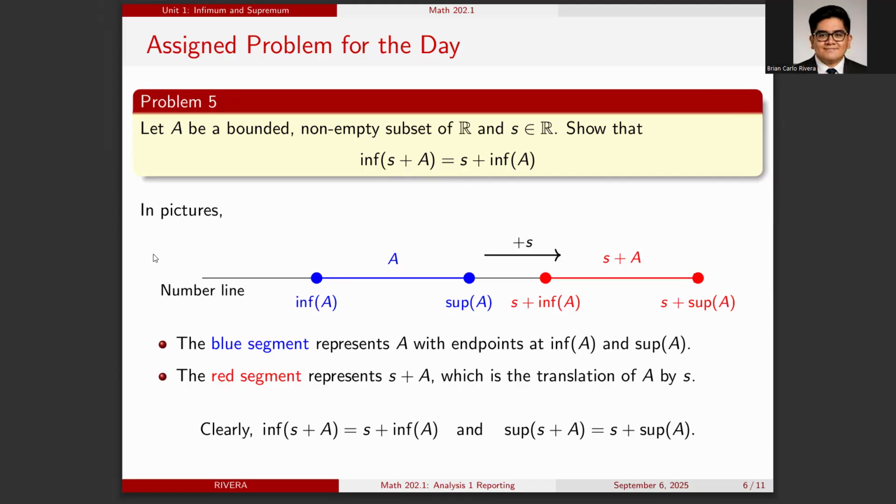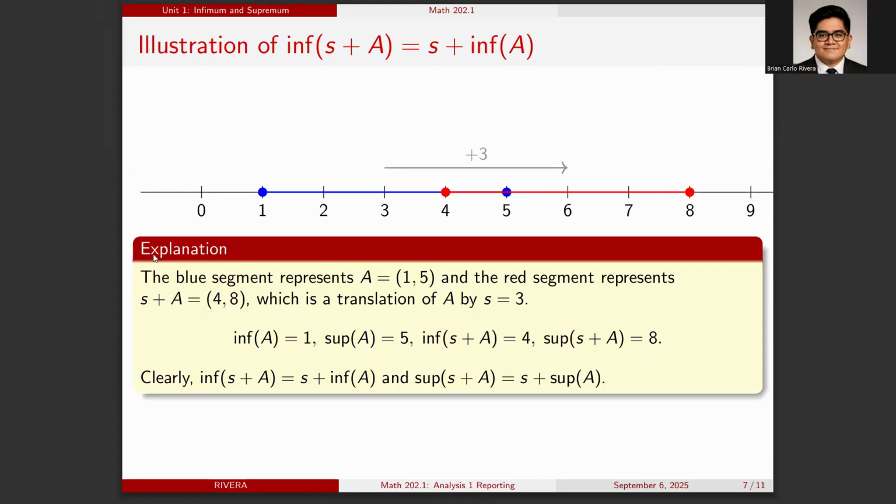on the positive side. So clearly, one can say that the infimum of S plus A is equal to the number S plus the infimum of A. It might be hard to distinguish that in this picture, but I've provided a numeric example. The blue segment is the interval 1 comma 5, and the red segment is 4 comma 8, which is S plus A. It's a translation of A by S equals 3. If you notice, you just added 3 to 1 and 5 to get the other interval.